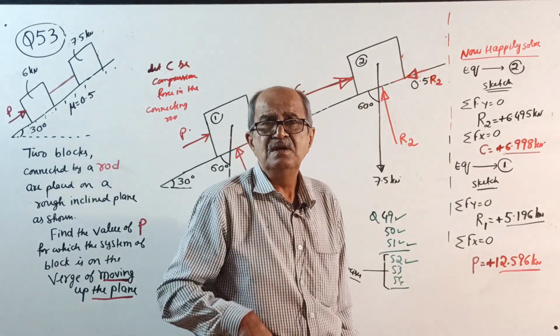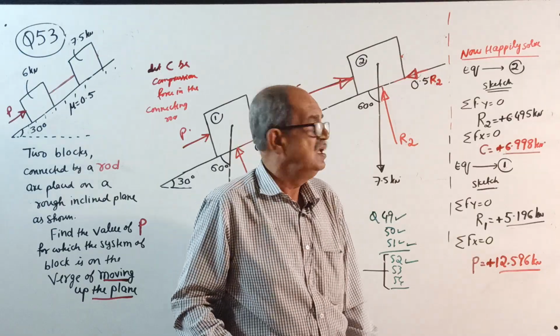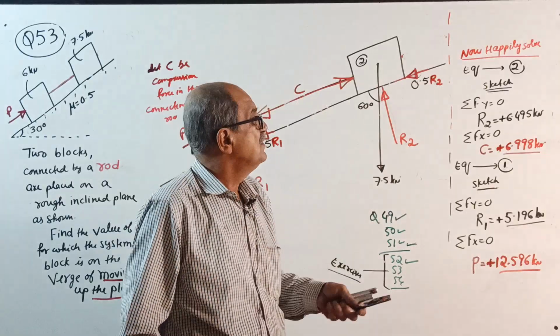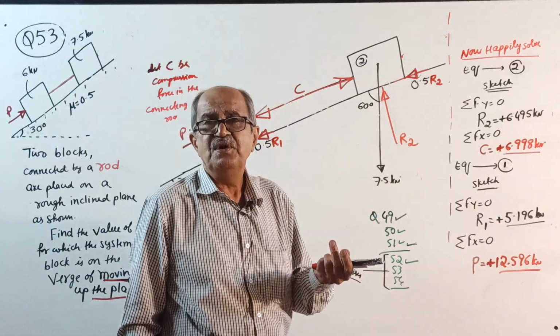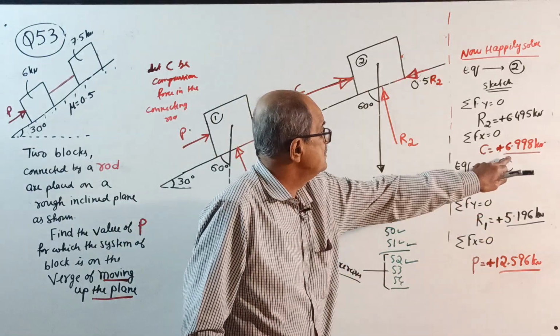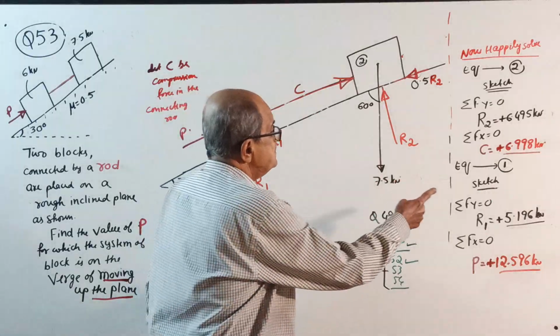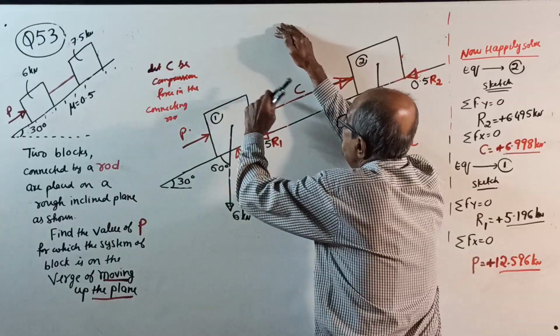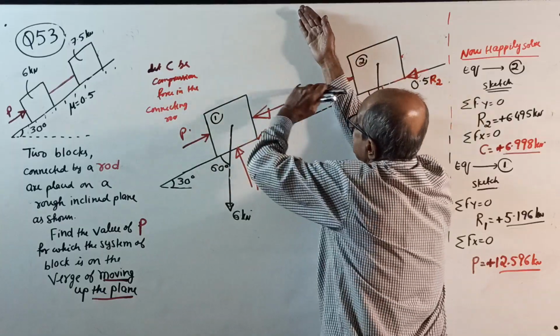Somebody may tell he is not writing. Why should I write? It's a joke, solving question after question in the beginning. See, maybe this is the 20th time I am writing this one. So I will not write. You get the value of C. Okay, now consider equilibrium of block 1. See, now this C. But when you consider this sketch, you are right. See, this sketch.